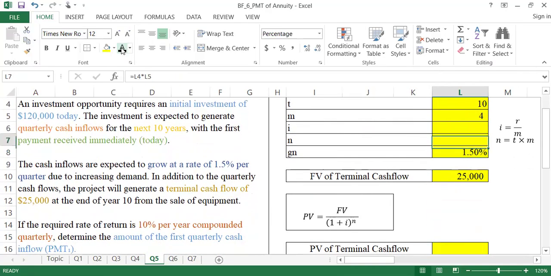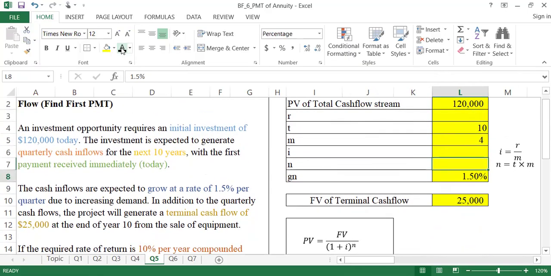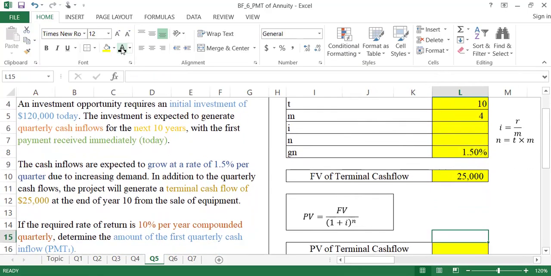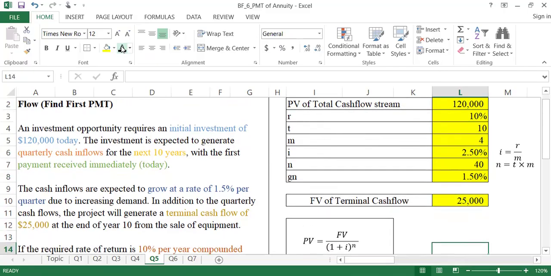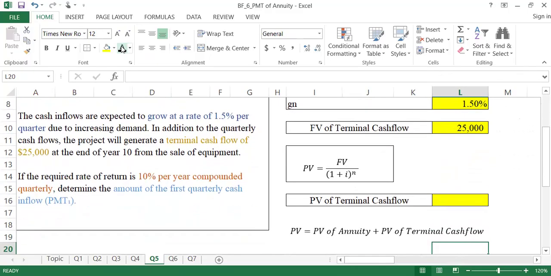Now, the interest rate is 10% per year compounded quarterly. So since it's an annual interest rate of 10%, first find the quarterly interest rate. That's 10% divided by 4, 2.5%. The number of quarters is 10 times 4, 40 quarters. Now we are required to find the amount of the first quarterly cash inflow, PMT.